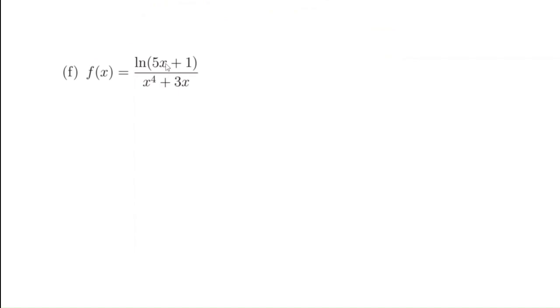And for our last example, notice we have a quotient of two functions. So we can't just do the derivative of the top divided by the derivative of the bottom. We have to use the quotient rule. Remember, the quotient rule is low d high minus high d low all over low squared.